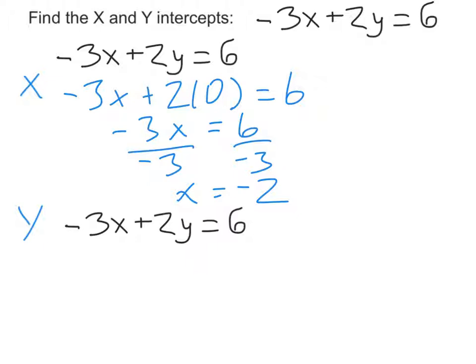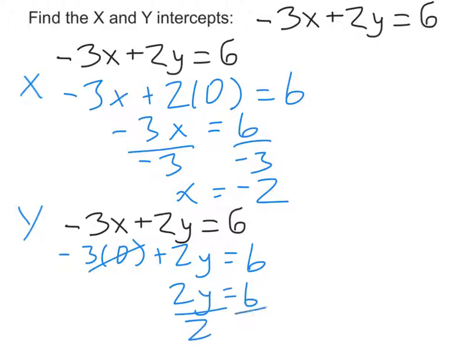Similarly, to find our y-intercept, we're going to plug in 0 for x this time. So negative 3 times 0 plus 2y equals 6. This piece goes away, so we get 2y equals 6. And then if we divide by 2, we'll get y equals 3. So that's the location where the graph crosses the y-axis.